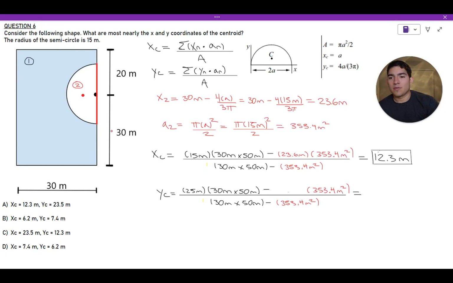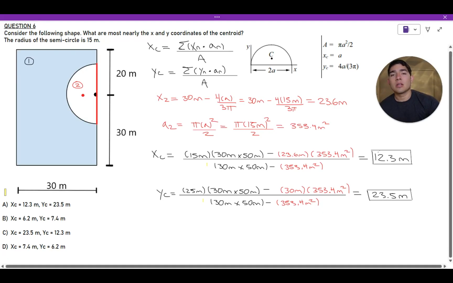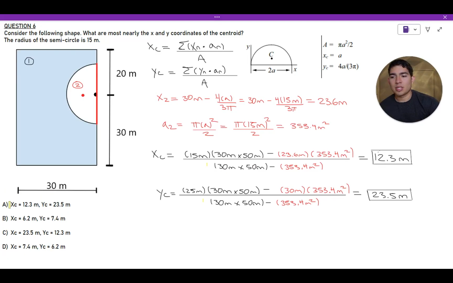And then for the second component that we're subtracting, the semicircle, we can use these visual annotations on the diagram, and we can see that this is going to be at 30 meters. So let's go ahead and write that in. Once you put that in your calculator, you're going to get 23.5 meters for the y-coordinate of the centroid of this overall shape. So if we take a look at the multiple choice, the answer for this one is going to be A.